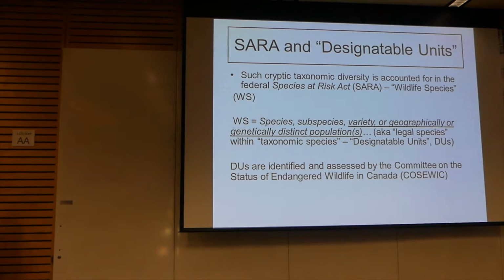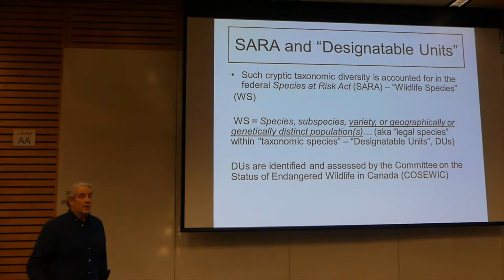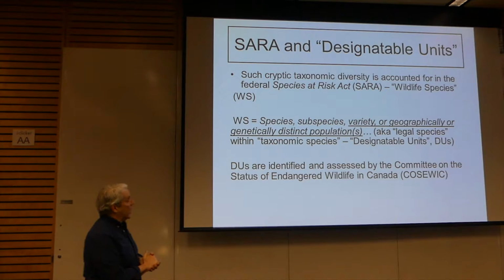Fortunately, we do have a solution. So SARA, or the Species at Risk Act, is the federal legislation that came in for protecting species at risk of extinction in Canada, which came into play in 2003.